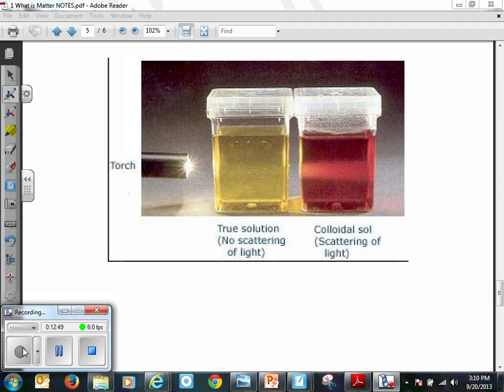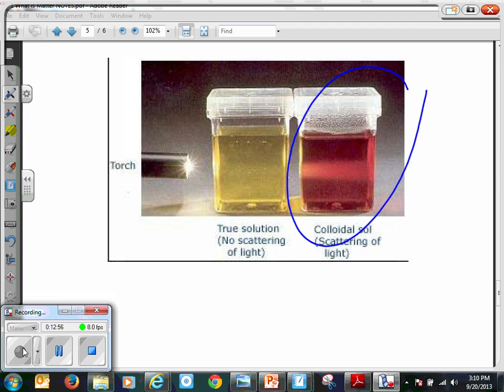But here you can see it scattering a little bit better. Right? So this one's a colloid solution. This is closer to a true solution here. And this scattering of light in a colloid is called Tyndall effect.